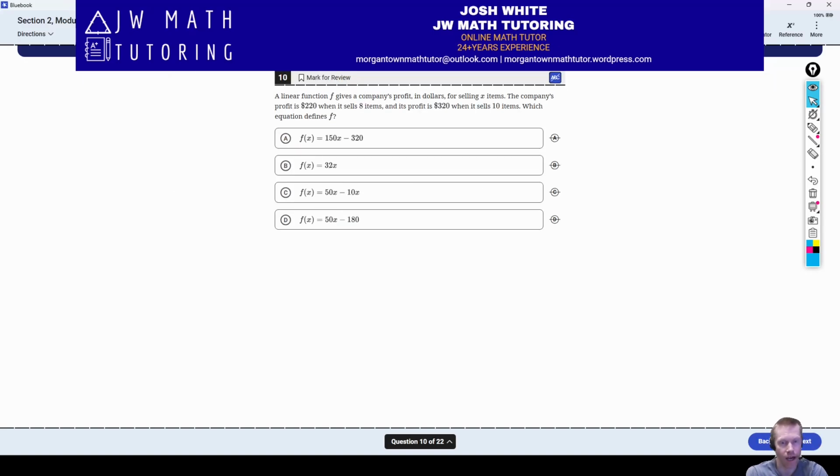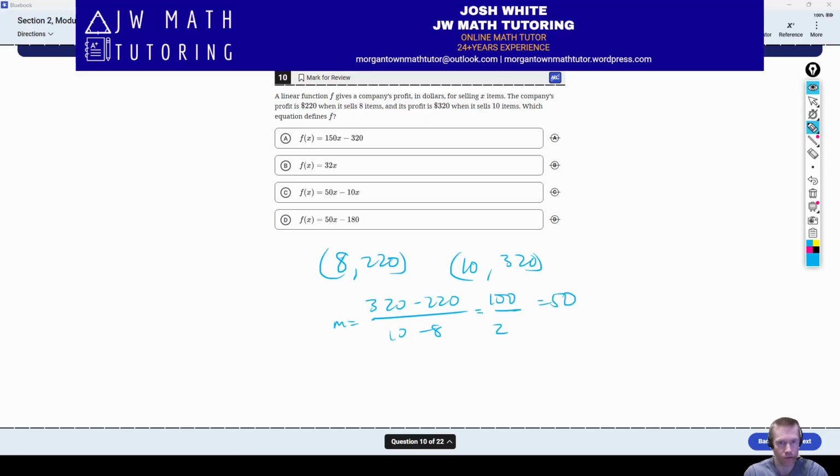All right, here we have a word problem with a linear function, i.e. a line, and technically they're giving you 2 points here. X is the number of items, so the first point is technically 8, 220, and the second point is going to be 10, 320. What's the equation of the line that goes between those 2 points? So it's just 320 minus 220 over 10 minus 8 for our slope. 2 on the bottom, 100 on the top. Slope is equal to 50.